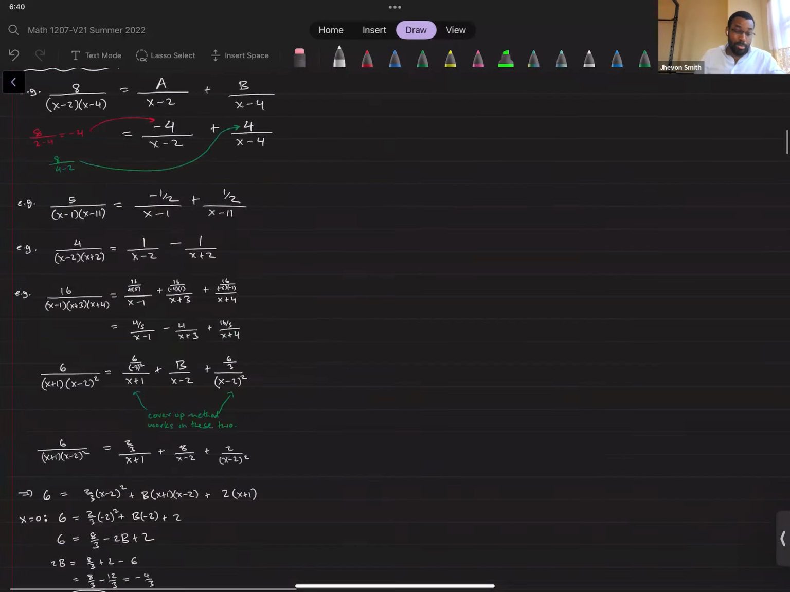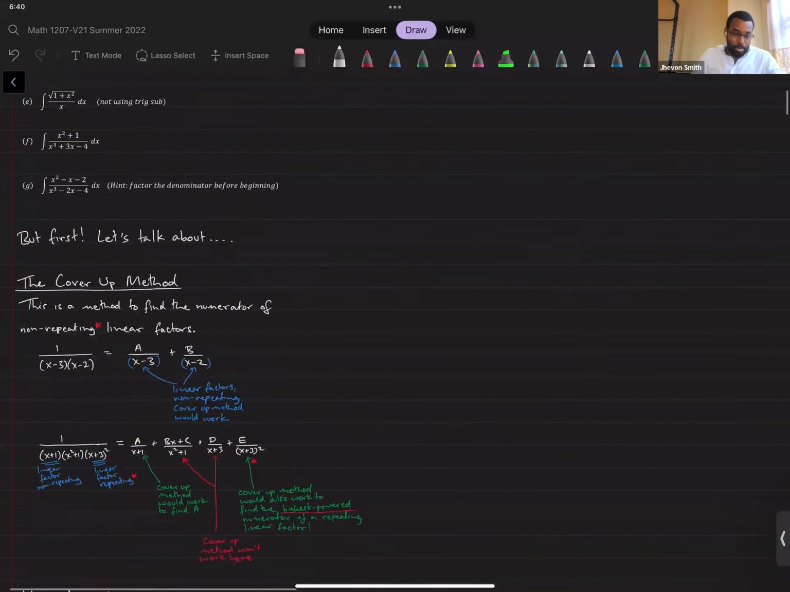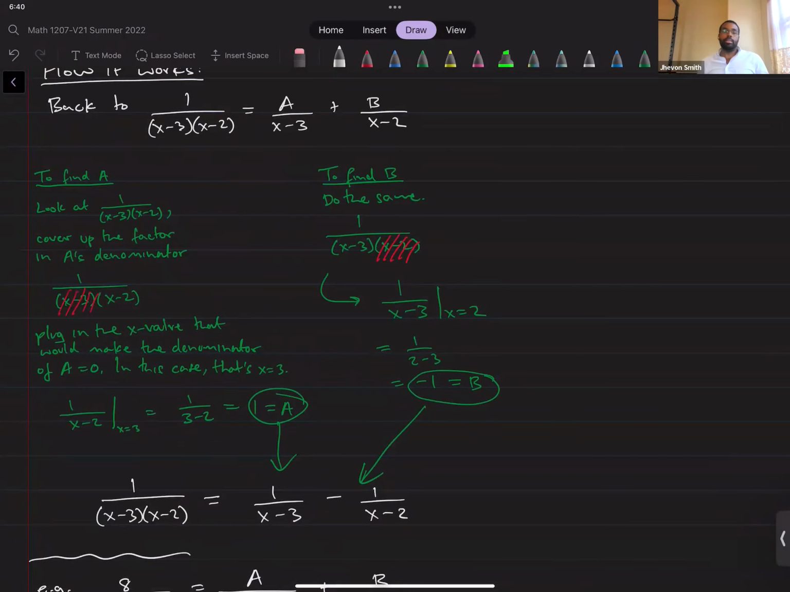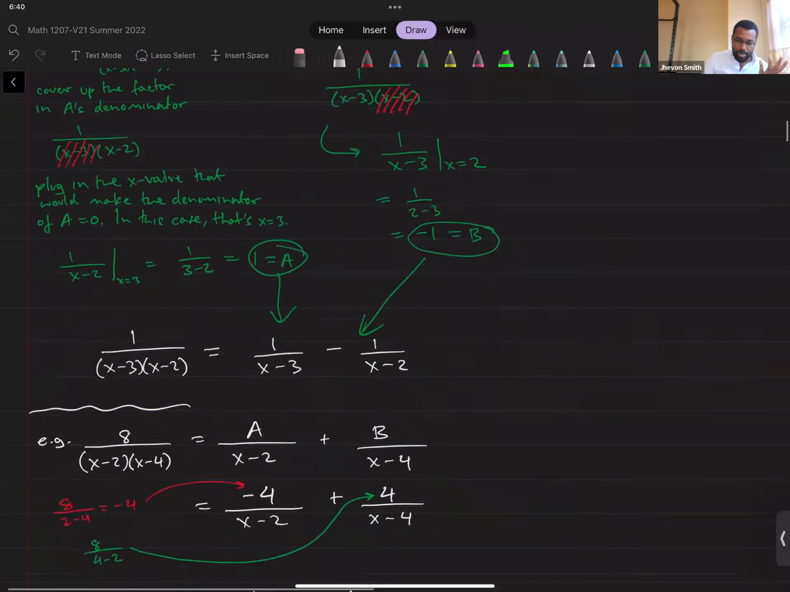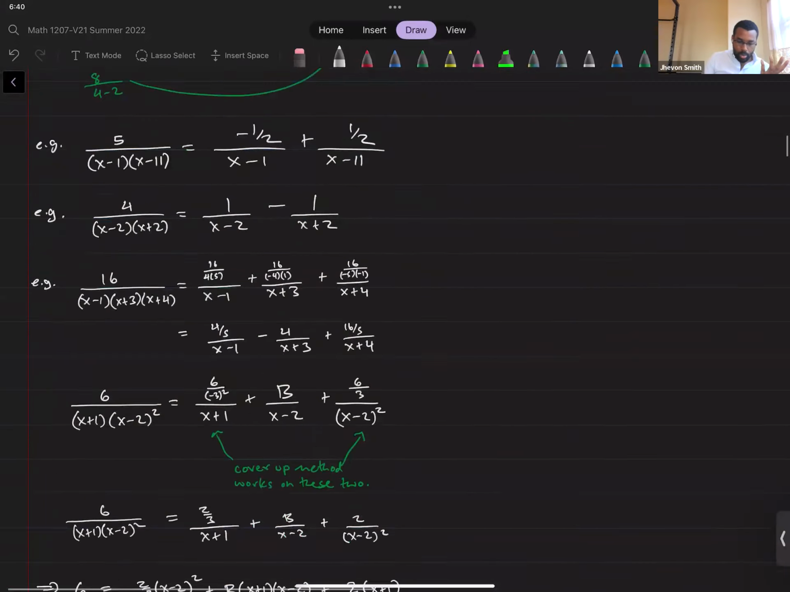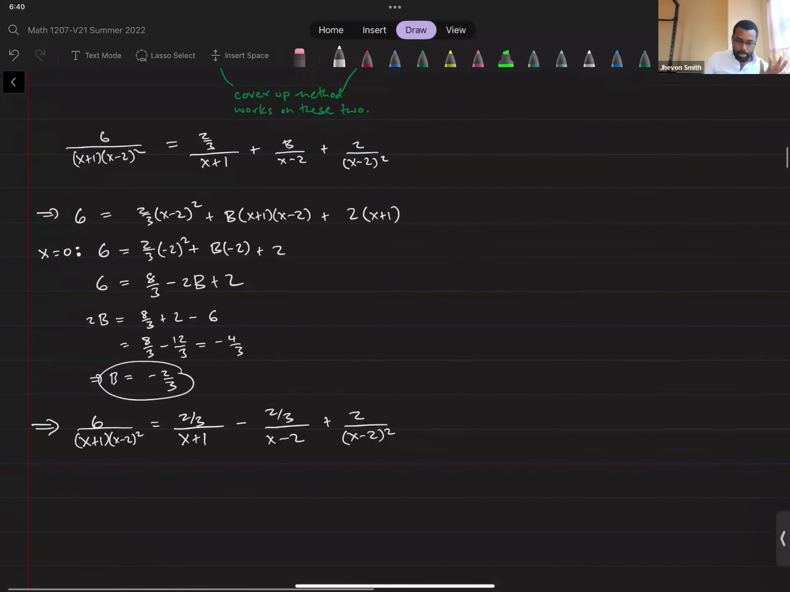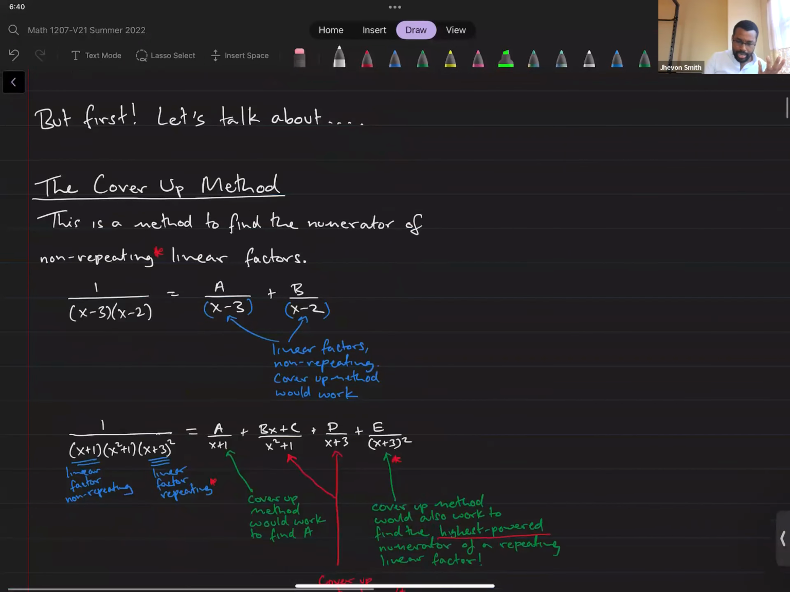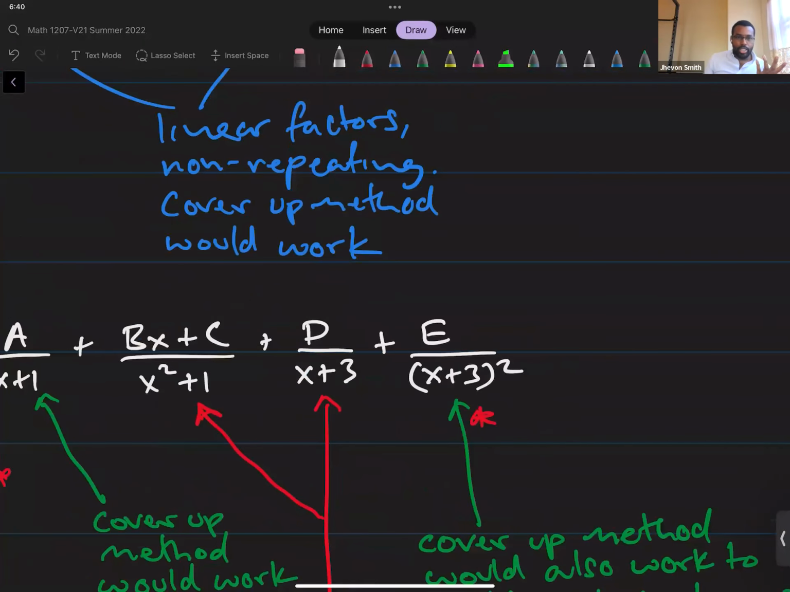So that's essentially the cover-up method. It works by literally covering up parts of your expression, plugging in the correct x value, and then you can work on the other thing. It doesn't work for nonlinear things. So like I can't use the cover-up method to figure out what would be like, where do we have it? We did an example. Yeah, like this. Like the denominator being x squared plus 1, I can't really use the cover-up method there.